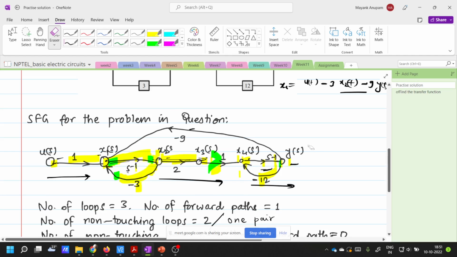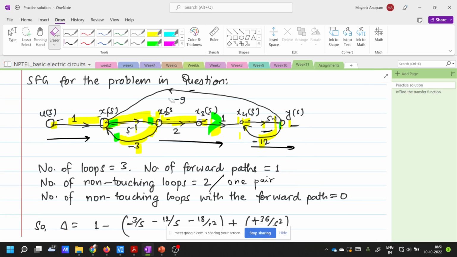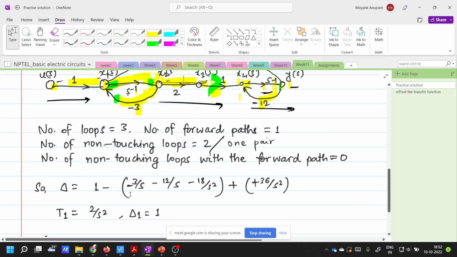Okay, so I was talking about the loop gains, right? This was one loop, s inverse times minus 3. This is another loop, s inverse times minus 12, and the third loop is s inverse multiplied by 2 multiplied by 1 multiplied by s inverse again, and then multiplied by minus 9, right? So this becomes minus 18 divided by s square. So you have all these terms: 3 by s, 12 by s, and 18 by s square.